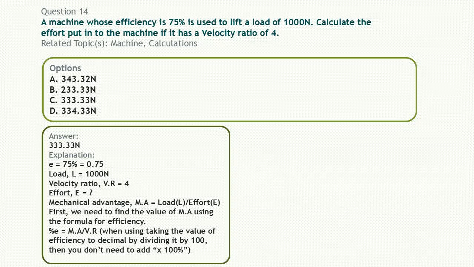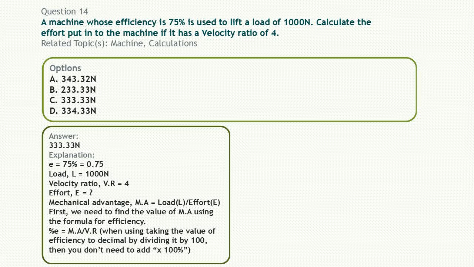However, in this question they only give us the load, they did not give us the mechanical advantage, so we need to look for another way to get mechanical advantage, and that is by using the formula for efficiency. So the percentage efficiency is equal to mechanical advantage over velocity ratio.